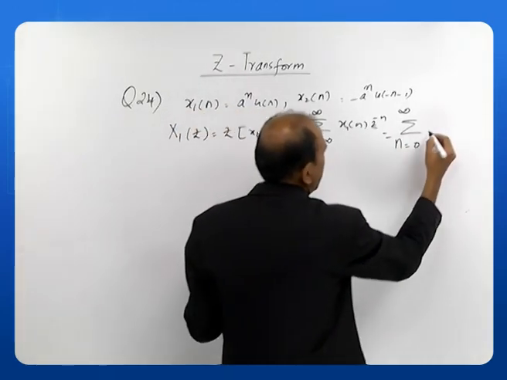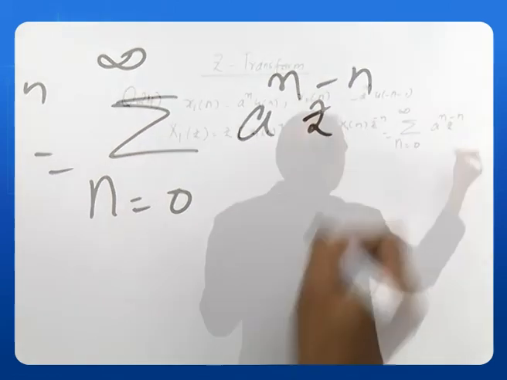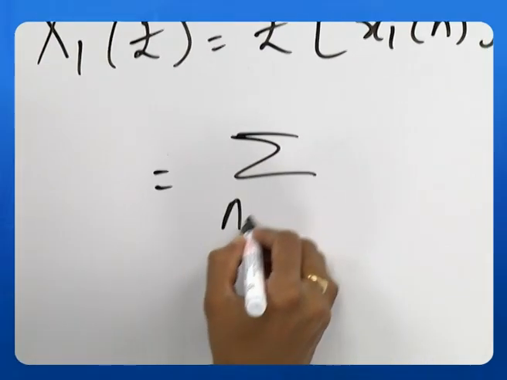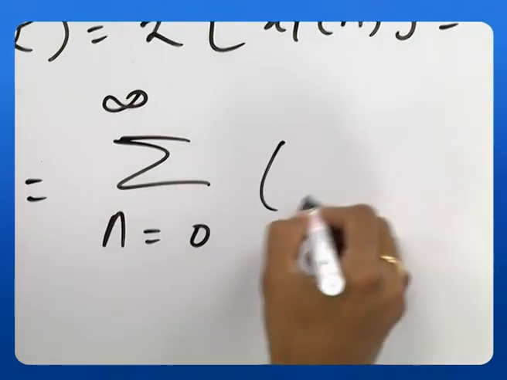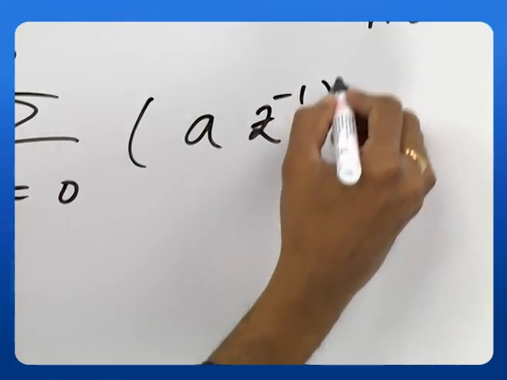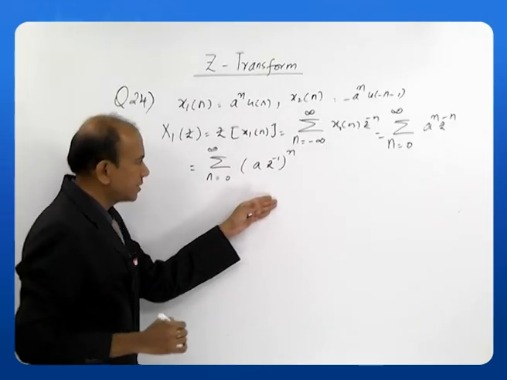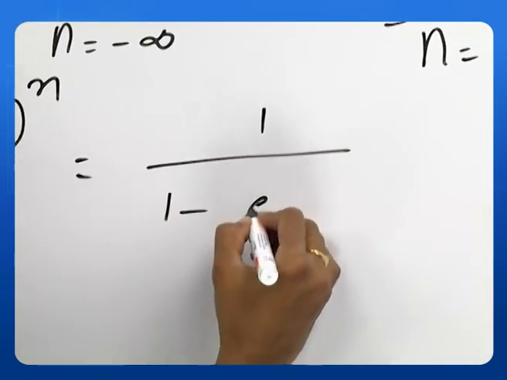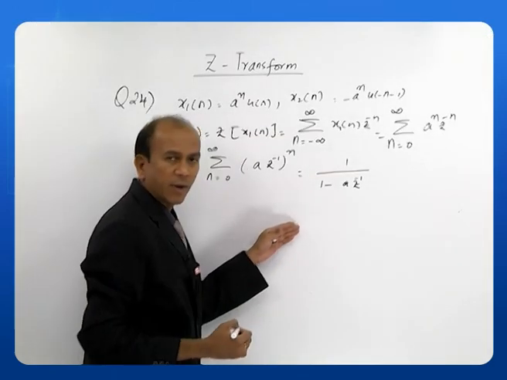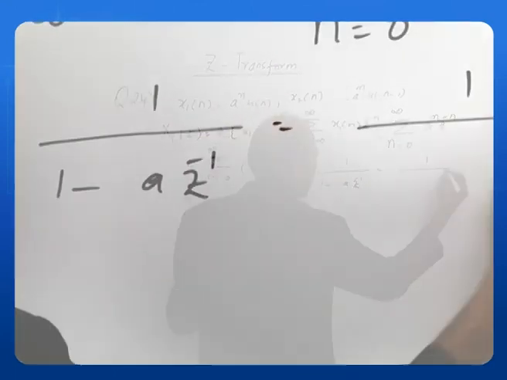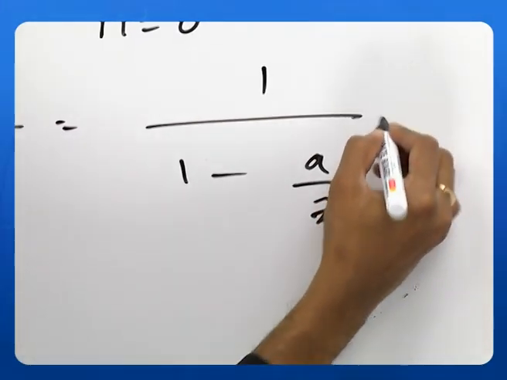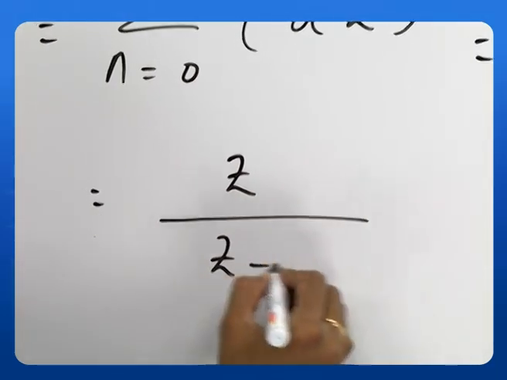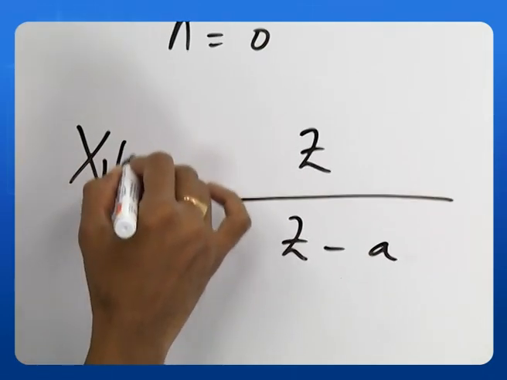What is our x of n? It is a to the power of n, z to the power of minus n. So, I can write this here. It is summation n is equal to 0 to infinity of a z to the power of minus 1, to the power of n. Okay, so we can write this like this. So, what will be the answer for this? This will be equal to 1 by 1 minus a z to the power of minus 1. So, I can write this as 1 by 1 minus a by z. So, bring it here. So, it will be z by z minus a. This is my x1 of z.